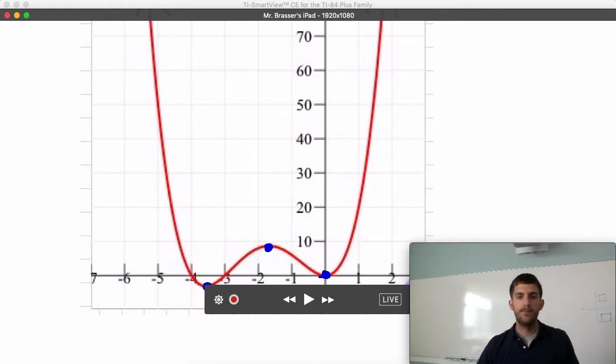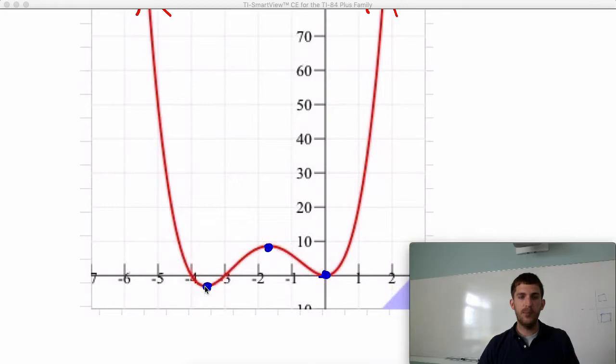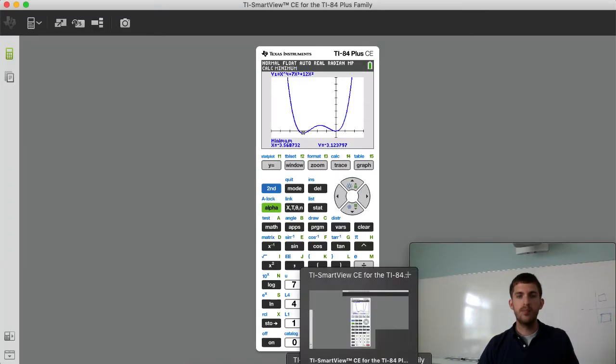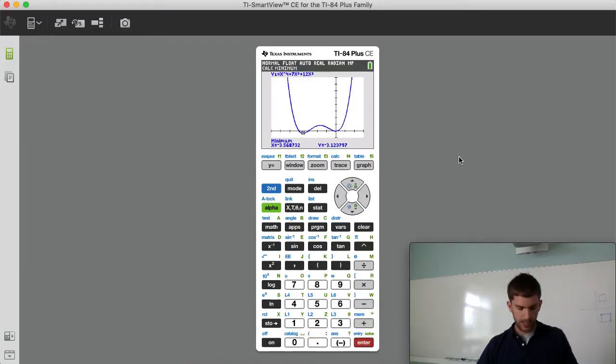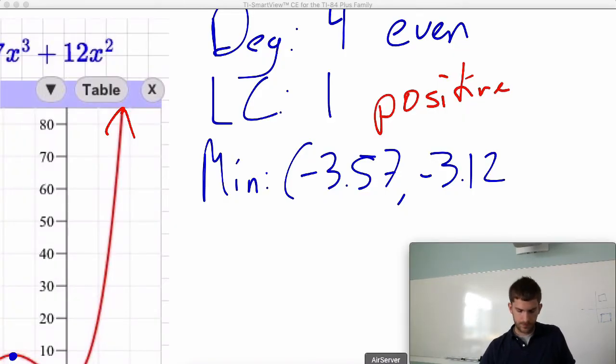That'll work. Okay. So again, that minimum point, we just found that point right there. So the minimum point, the coordinates are, and I'll write this down and you can copy it back into your notes as well if you're on a separate screen. So we have a minimum point at -3.57, -3.12. So again, in our notes, it'll look something like that.